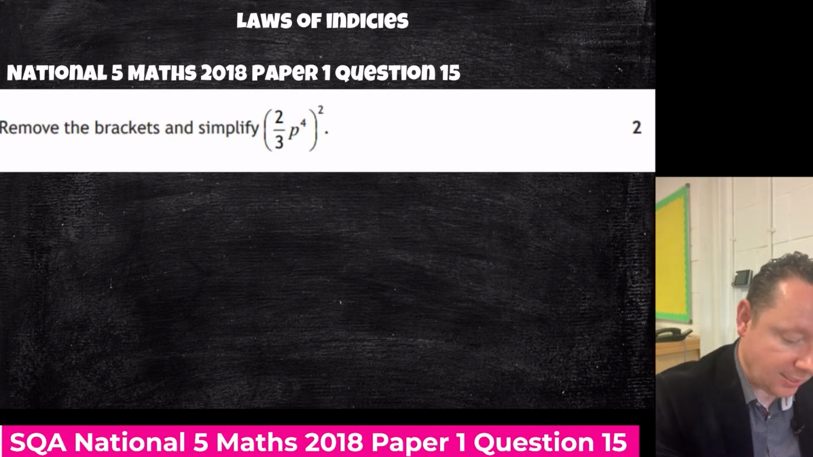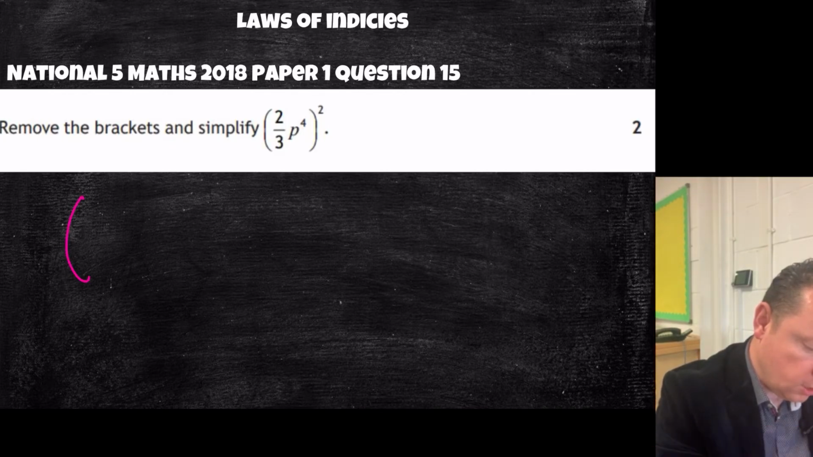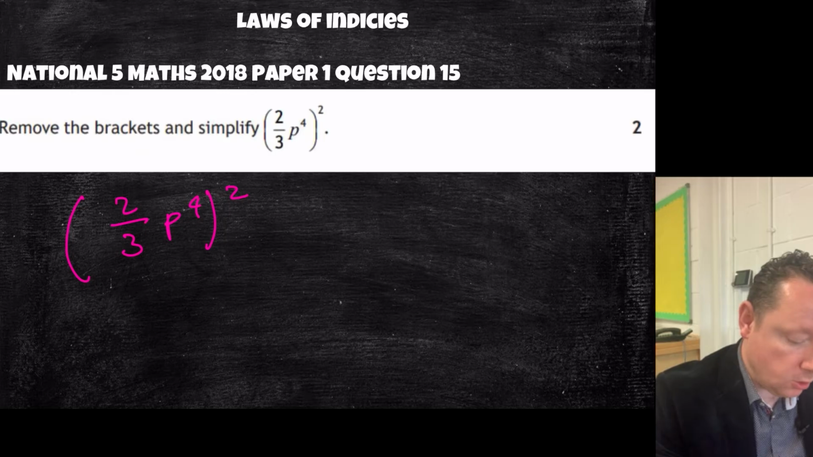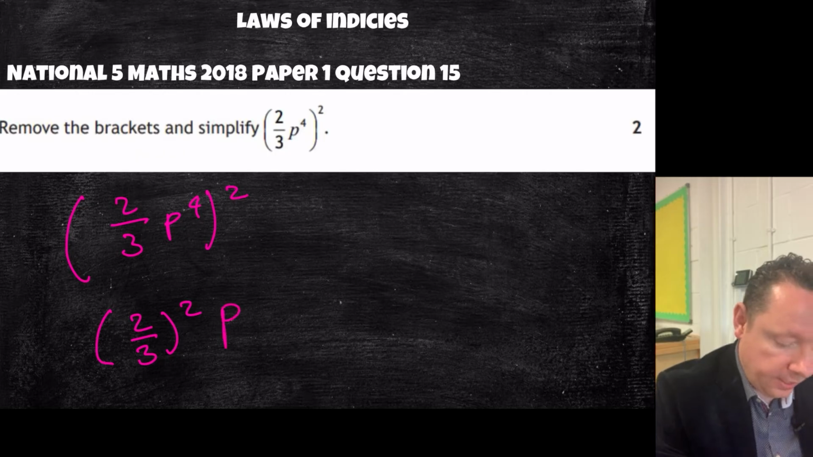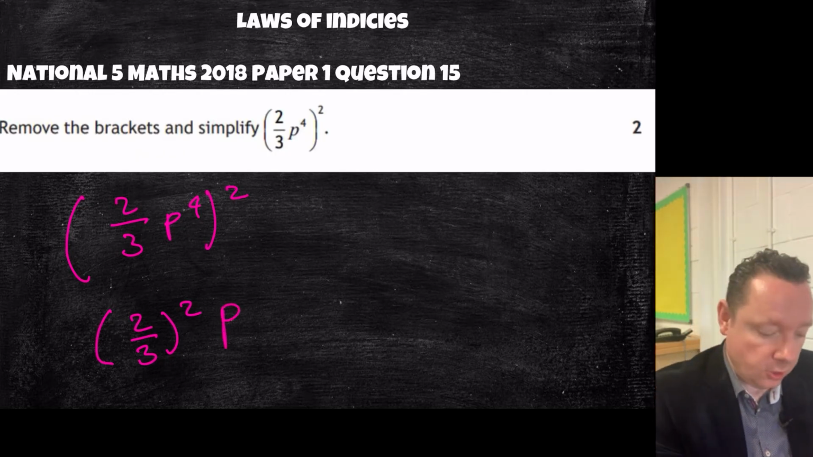Laws of Indices, SQA National 5 Maths, 2018, paper 1, question 15. Remove the brackets and simplify. So we've got 2/3 p to the 4 squared. So this is your power rule. So remember, we looked at this already. We can take the 2/3 and that gets squared as well. And then the p to the 4 has to be squared, but we can use the power rule.